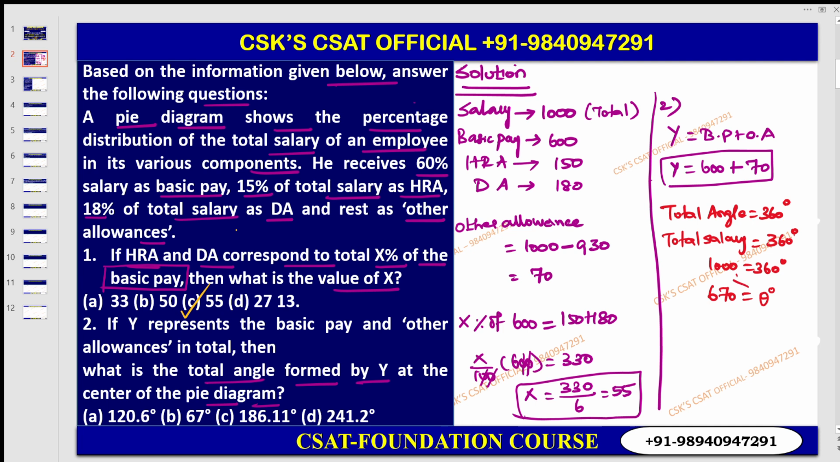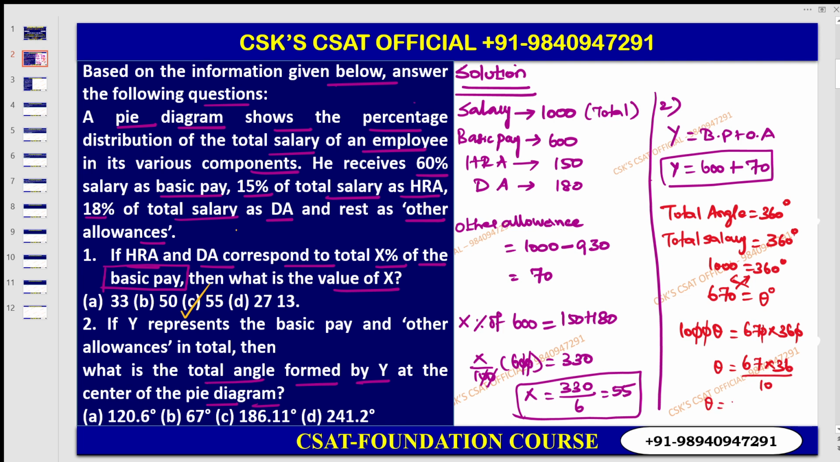Now simply cross multiply this. Then automatically you will get 1000 degrees is equal to 670 into 360. Then two zeros you can cancel here. So then theta becomes 67 into 36 by 10.